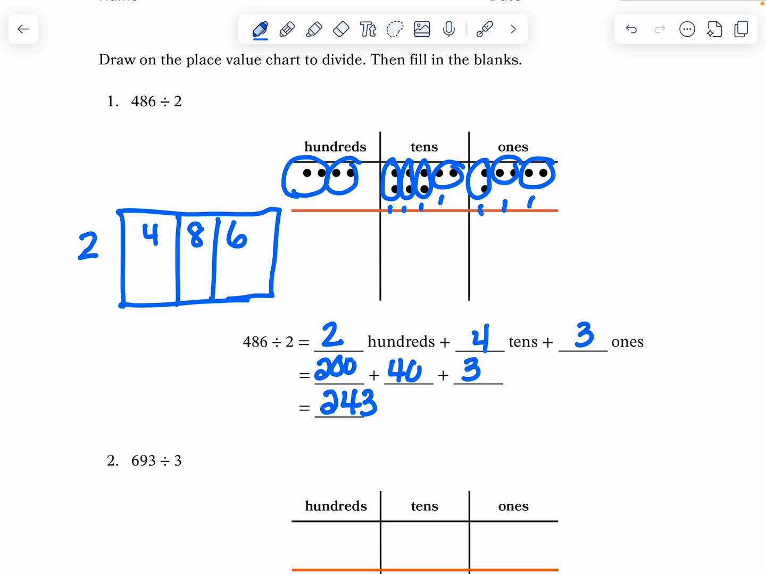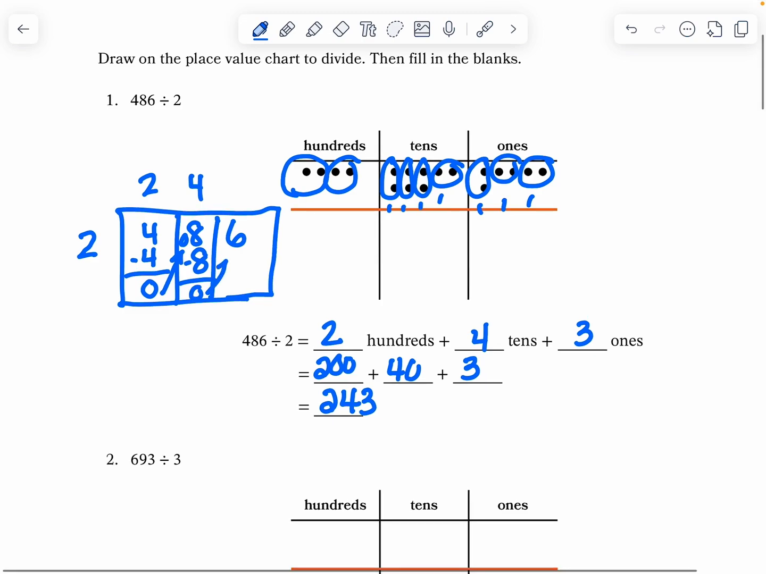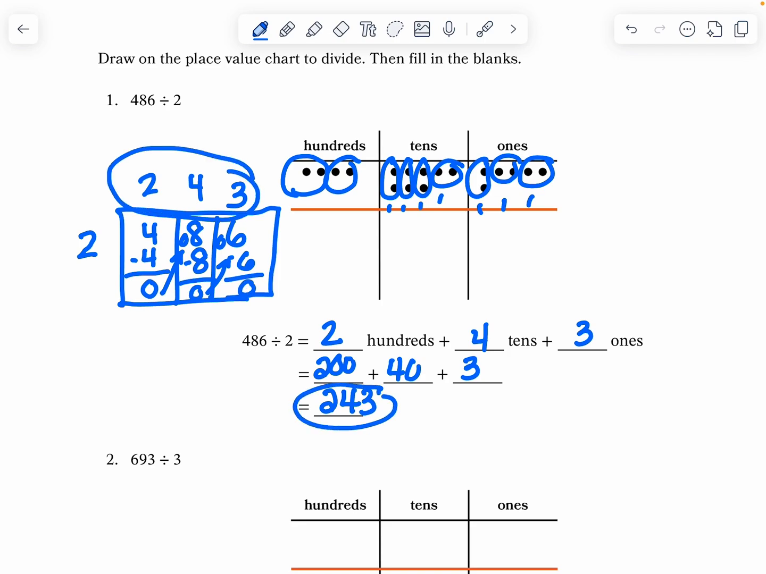How many times will 2 go into 4? 2 times. Multiply. 2 times 2 is 4. Subtract. Bring up. How many times will 2 go into 8? 4. 4 times 2 is 8. Subtract. Bring up. How many times will 2 go into 6? 3. 3 times 2 is 6. Subtract, and no remainder. So we have the same answer both times.